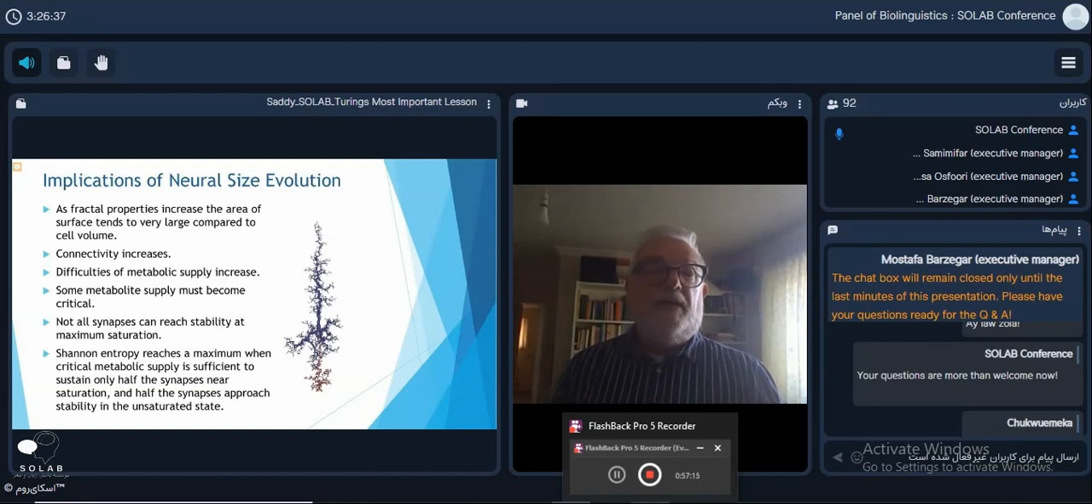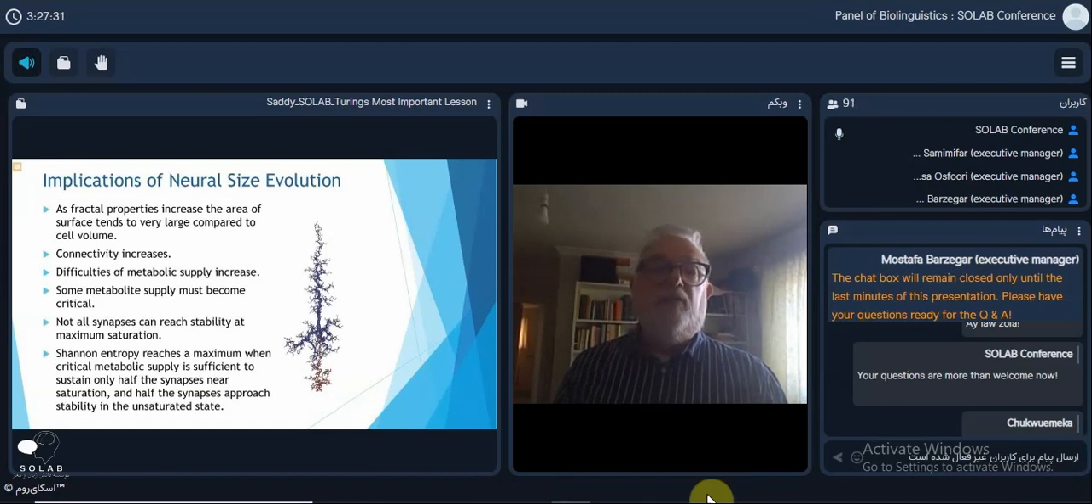When that happens, we start to have competition for metabolic supply, because the more connectivity you have, the more metabolic resource you need. Eventually, some metabolic resource becomes critical, and not all the synapses can become stable, so they die off, and we know that we see this in the developing brain. And the entropy that the system itself exhibits can reach a maximum when the critical metabolic supply is sufficient to sustain basically only half of the synapses near saturation. So in fact, there is nothing in our genetic code that tells us how to build a neuron that looks like that. It's actually the consequence of these instabilities and these competitions between requirements, right, for increased surface area, increased connectivity, and need for metabolites.